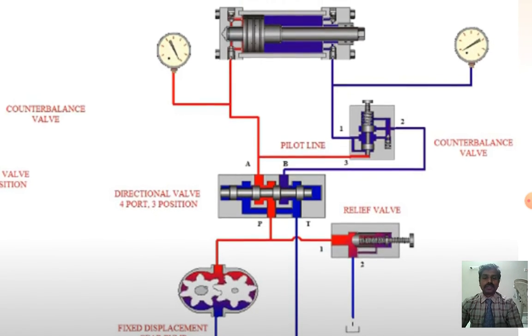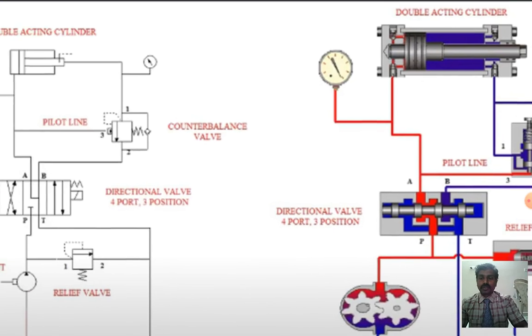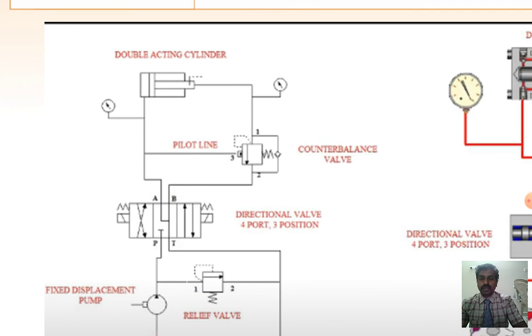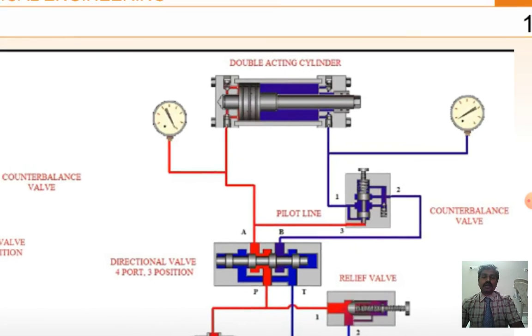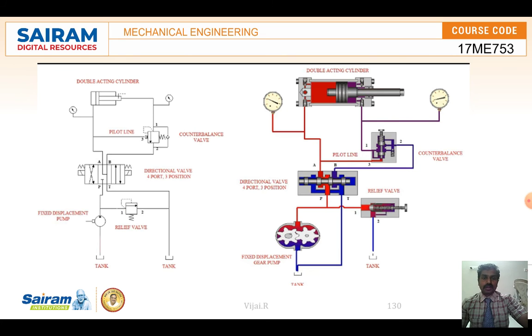This will happen when the direction control valve is positioned so that port P is connected with port A. So this is what happens: port P can be connected with port A when it is in this first position, if it is kept like this. In the next slide we will see further how it is getting moved.